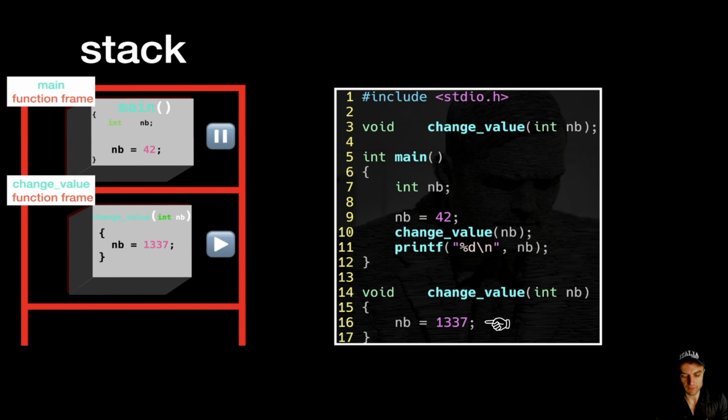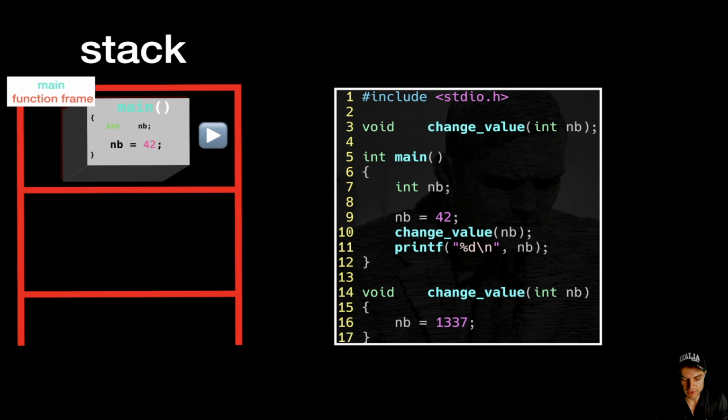What do you think? Is this little program going to work? Can the function change value indeed change the value of NB? Well, let's try. So we have the execution of NB equal 1337, and then we have the deallocation, of course, of the function, because we have finished. A function finishes when we reach the final closing curly brace.